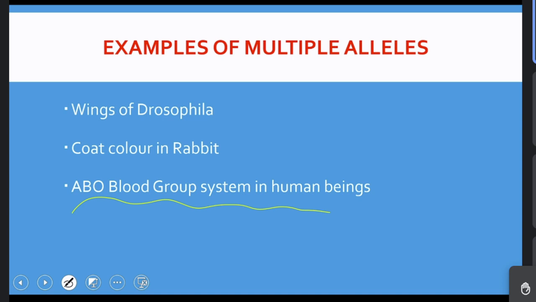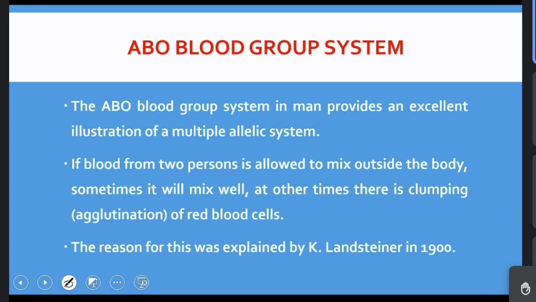But whatever we have studied till now, only two rules apply. That is, what are they? Number one, it arose by mutation. Number two, they are more than two in number. But the gradation of dominant recessive relationship and other characteristics that we have studied do not apply for this. Okay. So let's see what actually the ABO blood group inheritance is.